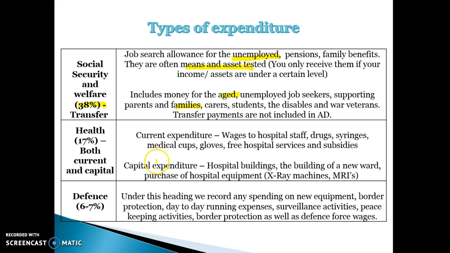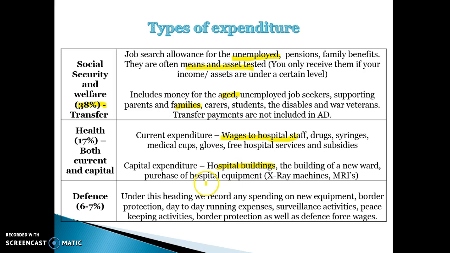For example, capital expenditure in healthcare would be the building of hospital buildings, if they build a new ward, if they spend money on a new X-ray machine or MRI equipment or anything that's going to help them diagnose certain illnesses. Current expenditure would be the things that only really last for one period. So any wages to hospital staff, any payment on drugs or syringes or medical cups or gloves or any of these sort of services that are used up in the current period.